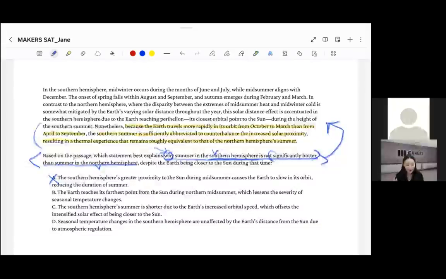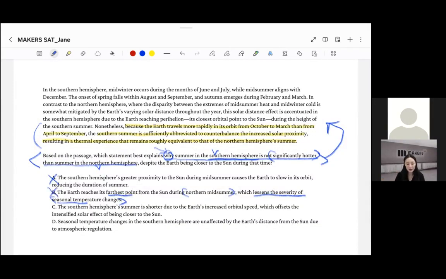B, the Earth reaches its furthest point from the sun during northern midsummer, which lessens the severity of seasonal temperature changes. So B is talking about the northern hemisphere's distance, and that's not the reason asked in the question. The focus is wrong in B. Furthest point, midsummer, lessens the severity of seasonal temperature changes. We're not focusing on seasonal temperature changes. We're trying to compare summers in the northern and southern hemisphere, not the seasonal temperature changes. So the focus is off in B, making it wrong.